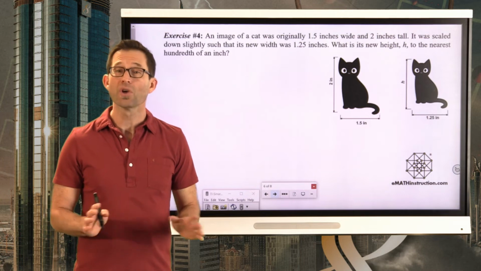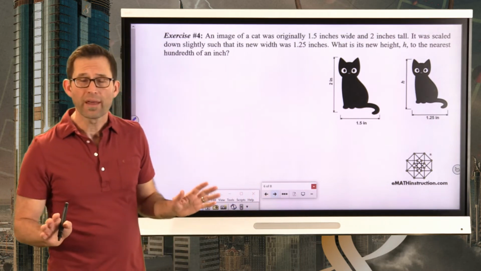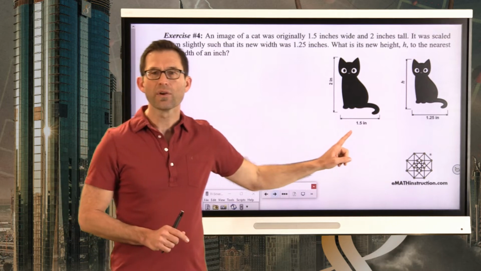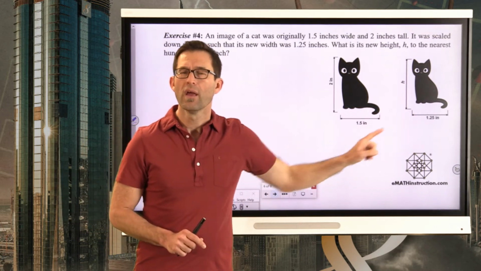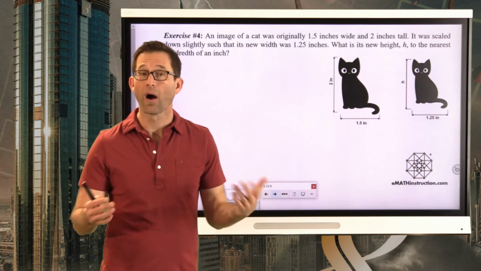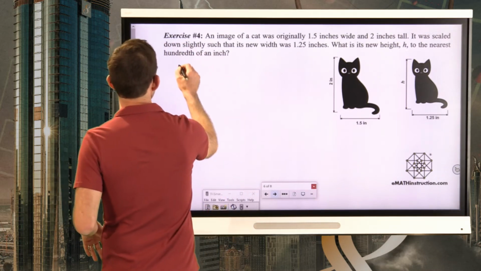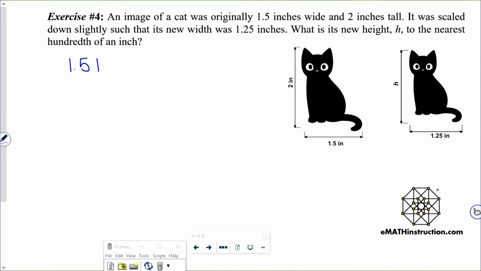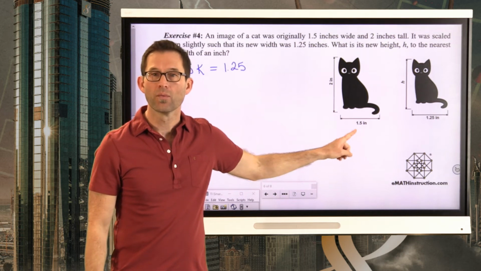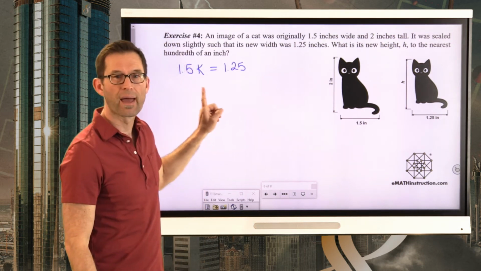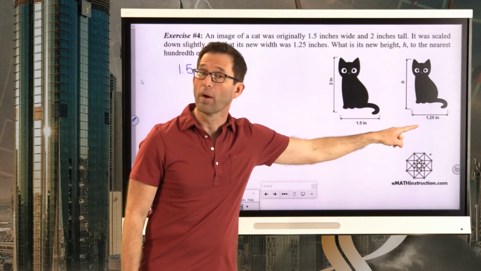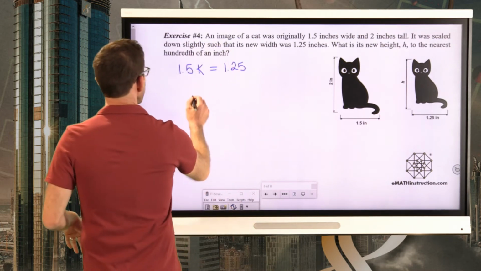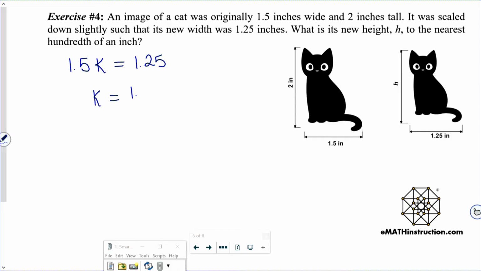All right, let's do it. So, what do we know? Let's take a look at these two that we know. There's been some scaling factor, some constant of proportionality, that when I take 1.5 inches and multiply it by that k, I'm going to get my 1.25 inches. So when I take my width, 1.5 inches, and multiply it by my scaling constant, I'm going to get my 1.25 inches.